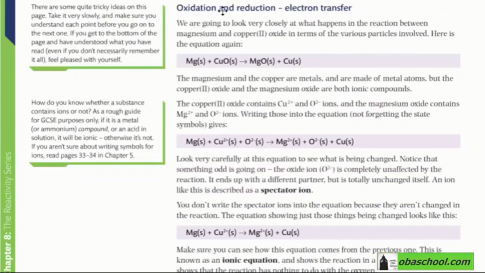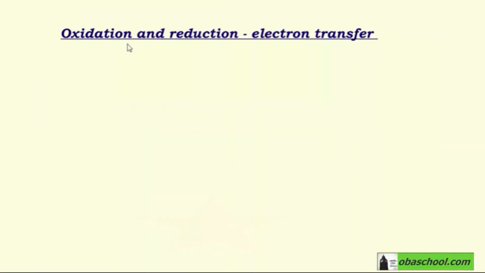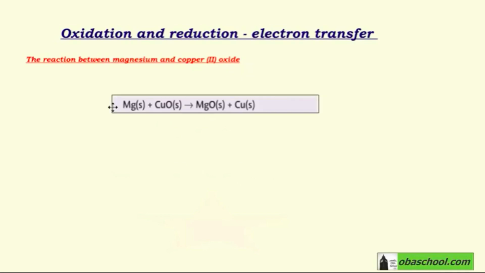So we'll start talking about oxidation and reduction, electron transfer, on page 62. Oxidation and reduction, electron transfer. We'll take the reaction between magnesium and copper oxide. Here we have the reaction between magnesium and copper oxide. So magnesium plus copper oxide react to give magnesium oxide plus copper. Here the magnesium took the oxide from the copper and left it alone.